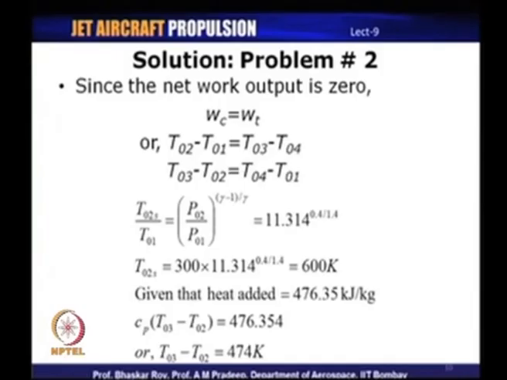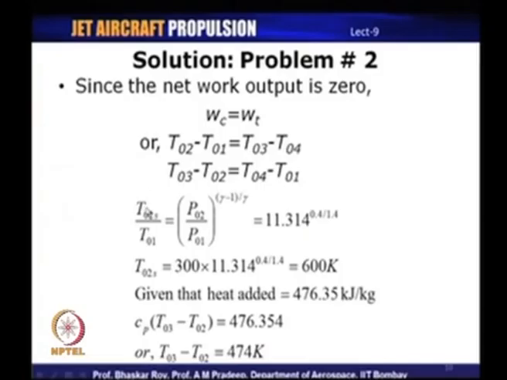Now, the cycle pressure ratio is given as 11.314 and that should give the isentropic stagnation temperature ratio, that is T_02s divided by T_01 is equal to (P_02 by P_01) raised to (gamma minus 1) by gamma. This is equal to 11.314 raised to (gamma minus 1), which is 1.4 minus 1, that is 0.4, divided by 1.4.